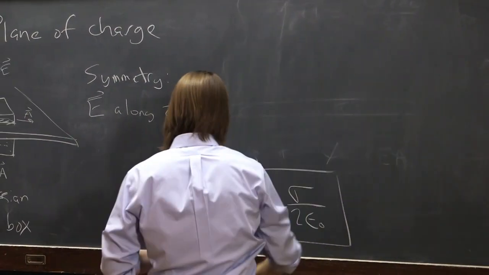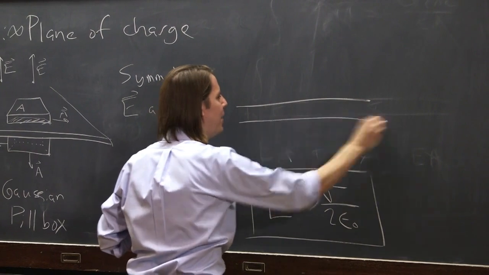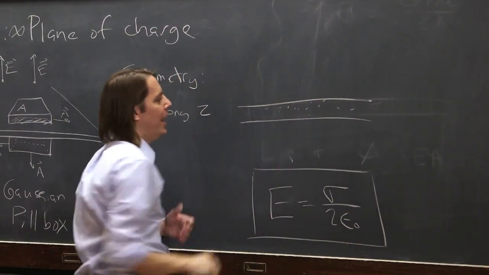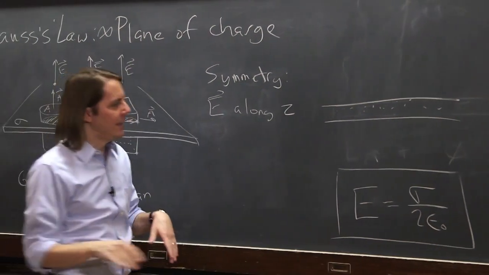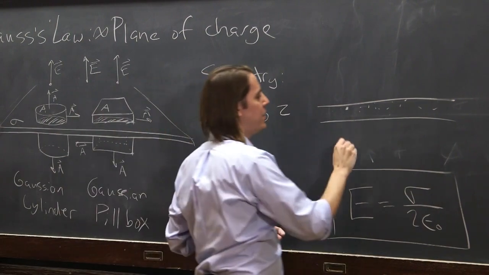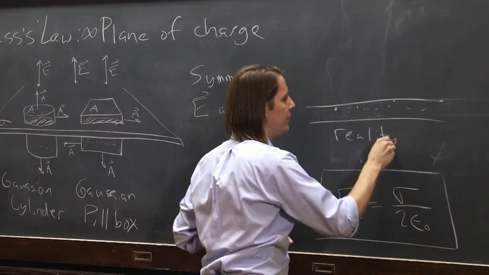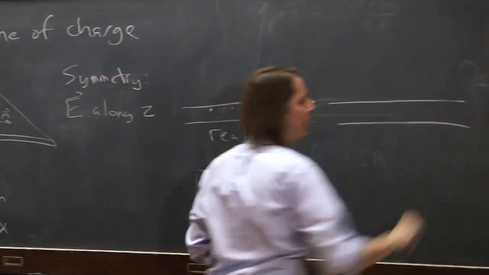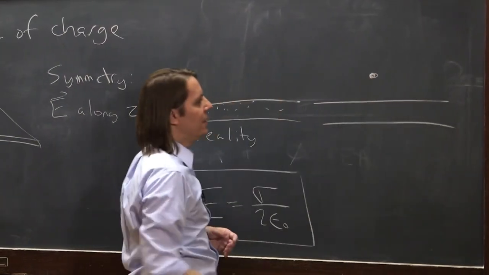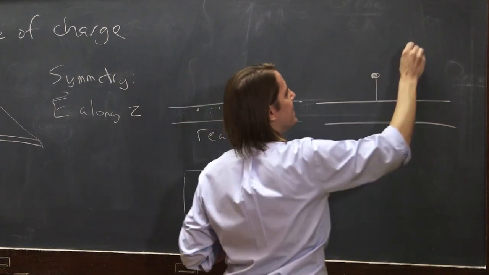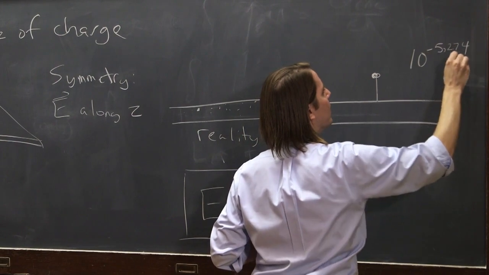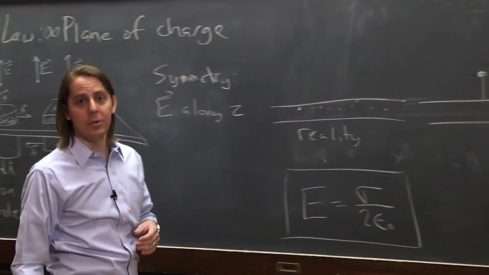So if I were actually going close to a real object that was essentially a plane of charge, and I eventually got close enough, I would see individual electrons. And if I got close to one of those individual electrons, the field would get really big, okay? So here, this is reality, is individual electrons. In the model, there are no electrons. The charge is smooth. So if I get really close, say this distance is 10 to the minus 5,274 meters. That's really close, okay?